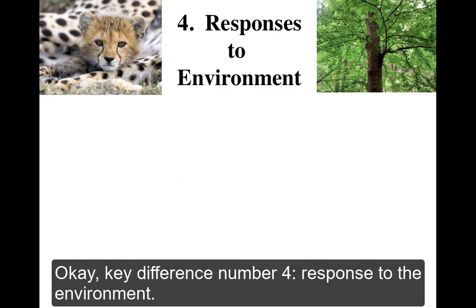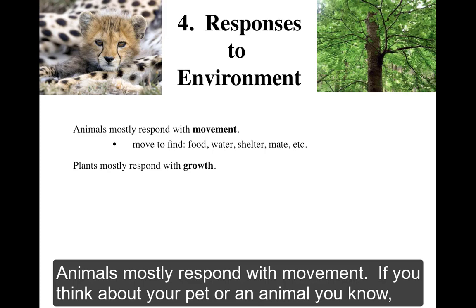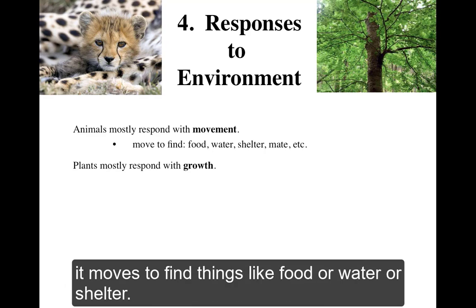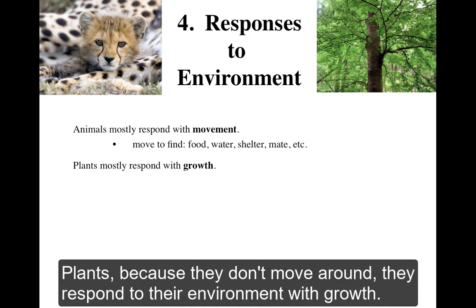Okay, key difference number 4, response to the environment. Animals mostly respond with movement. If you think about your pet or an animal you know, it moves to find things like food or water or shelter. Animals move typically to find mates. And there's many more examples. Plants, because they don't move around, they respond to their environment with growth.